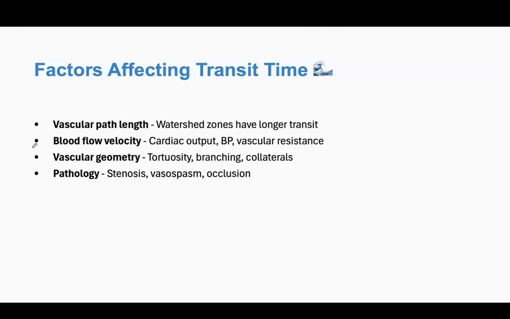So the factors which can affect this transit time are vascular path length, where watershed zones will have longer transit time; blood flow velocity, where cardiac output, BP, and vascular resistance can affect the transit time; and tortuosity, branching and collaterals, stenosis, vasospasm, occlusion. All these factors can affect your transit time.